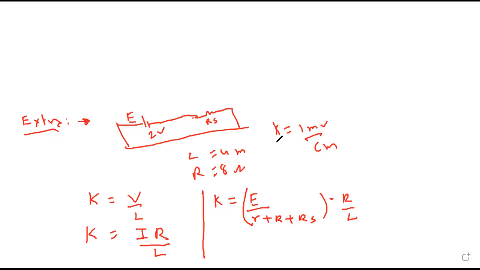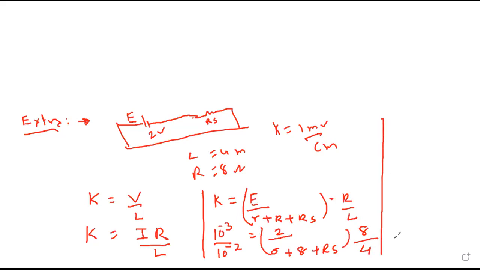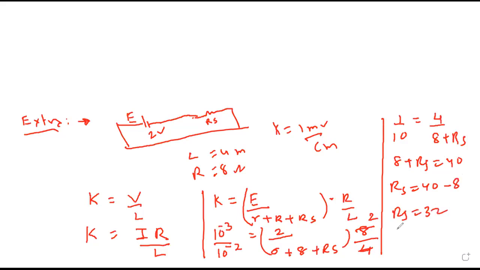Now I will put the values with proper conversion. 1 millivolt means 10 raised to minus 3 volt, and 1 centimeter is 10 raised to minus 2 meter. E is 2, internal resistance not given so 0, wire resistance is 8, series resistance is what you want, and length is 4 meter. Followed? Aryan followed? Yes, sir, got it. Now 4 into 2 is 8, so this becomes 1/10 equals 2 into 2 is 4 upon 8 plus RS. Any doubt? No, sir. Very good sum. So even if you have not understood earlier, make it perfect now. This type of sum comes. 32 ohms.